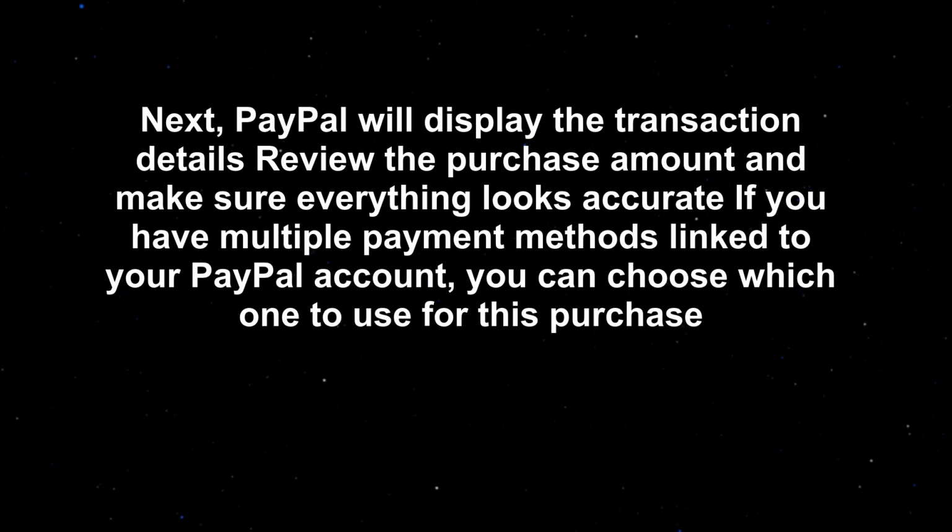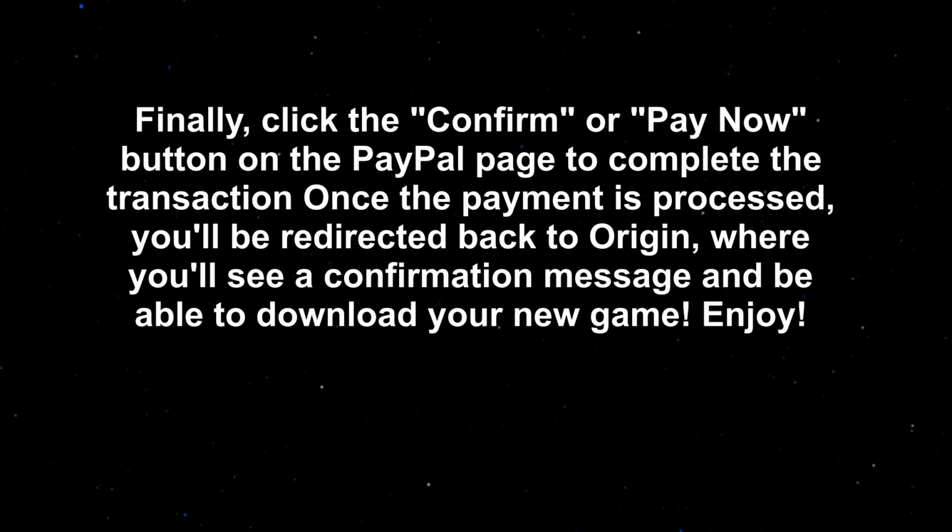Review the purchase amount and make sure everything looks accurate. If you have multiple payment methods linked to your PayPal account, you can choose which one to use for this purchase. Finally, click the Confirm or Pay Now button on the PayPal page to complete the transaction. Once the payment is processed, you'll be redirected back to Origin, where you'll see a confirmation message and be able to download your new game. Enjoy!